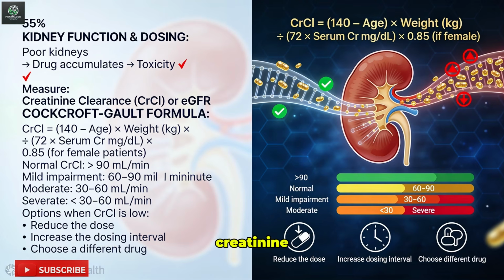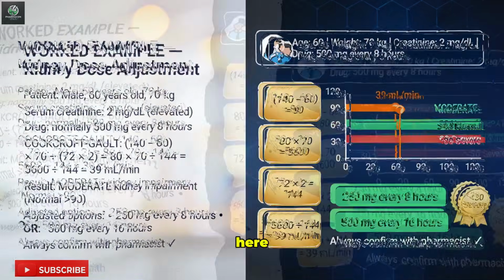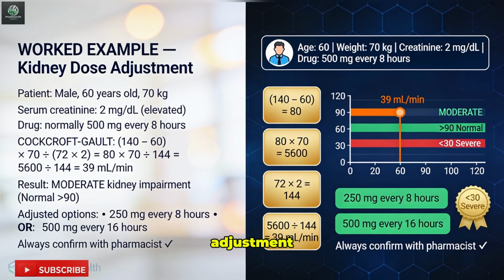Once you know the creatinine clearance rate, you can reduce the dose, increase the interval between doses, or choose a different drug that does not depend on kidney excretion. The estimated glomerular filtration rate, a modern equivalent often reported automatically by laboratory systems, is used in the same way for dose adjustment decisions. Here is a practical renal dose adjustment example.